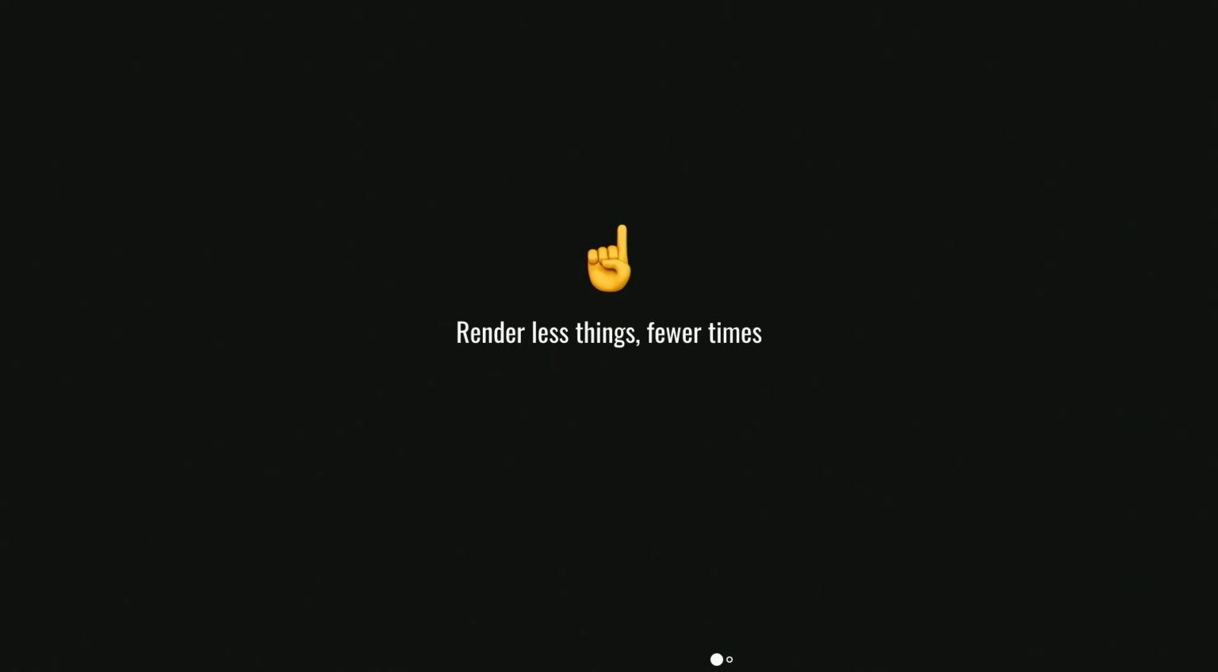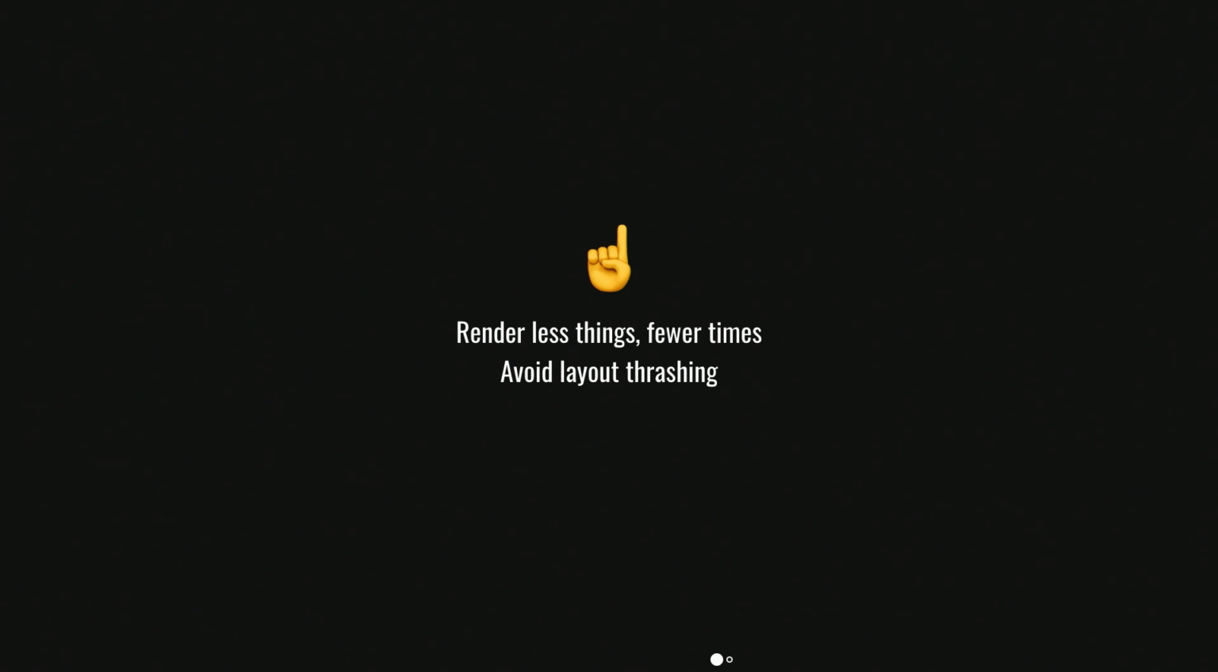One more thing before I go, I just want to recap. Render fewer things fewer times. Don't send everything to the browser that your user might not see. Give the browser exactly what they're viewing at any given time. Avoid layout thrashing, so keep an eye on your browser developer tools or the profiler, which will tell you how many times you're thrashing the layout or calculating styles.